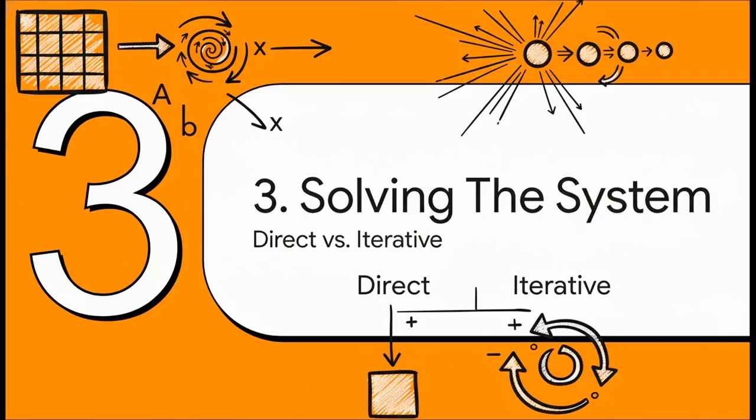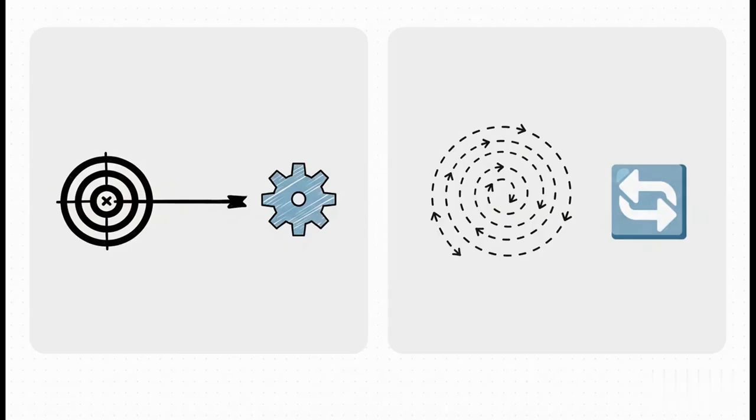All right, we've got our elegant equation, AX equals B. So now what? How do we actually find X, the currents we've been looking for all this time? Well, it turns out there are a couple of main ways to go about it. And you kind of have to make a choice here.